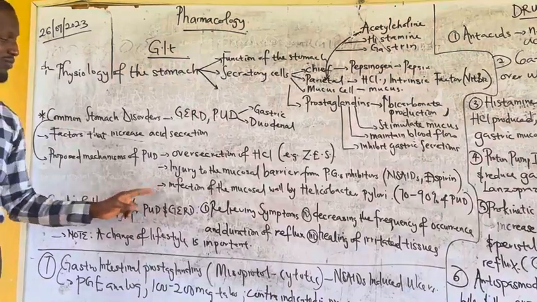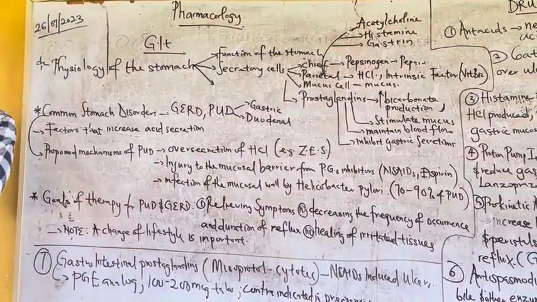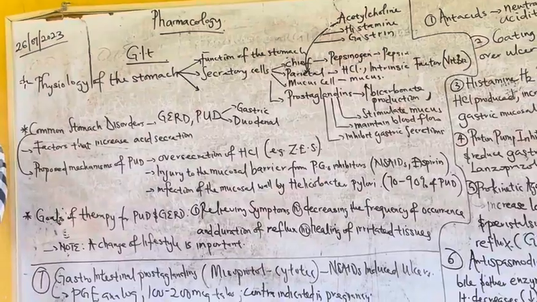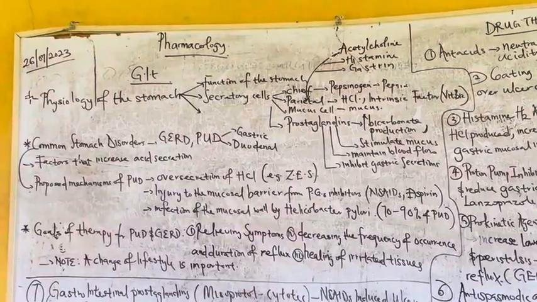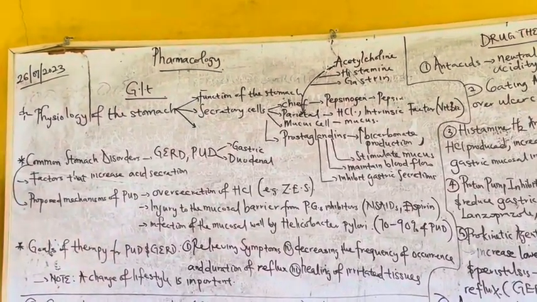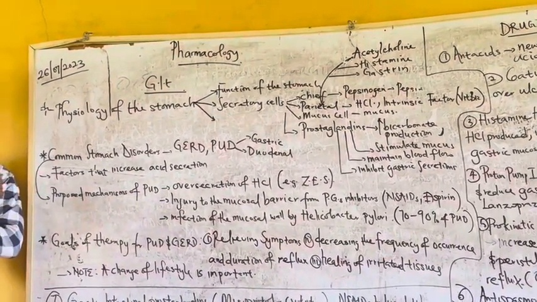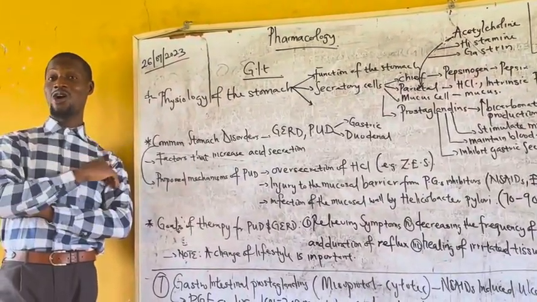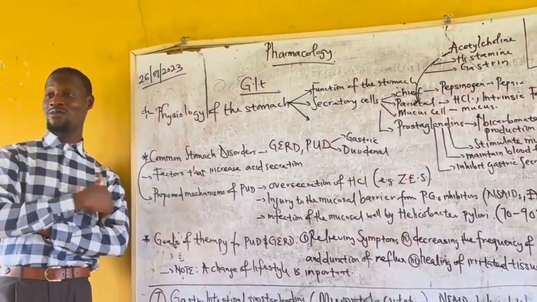And the other factor here is infection by Helicobacter pylori. It is said that about 70 to 90% of PUD has this bacterial problem. So in trying to treat ulcer, it is important to verify if Helicobacter pylori is involved. Because if it is involved and you use all the other drugs, what you have is a relapse every 2 weeks, every month.